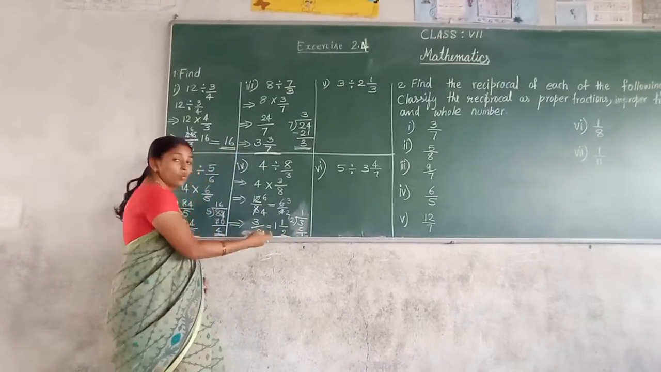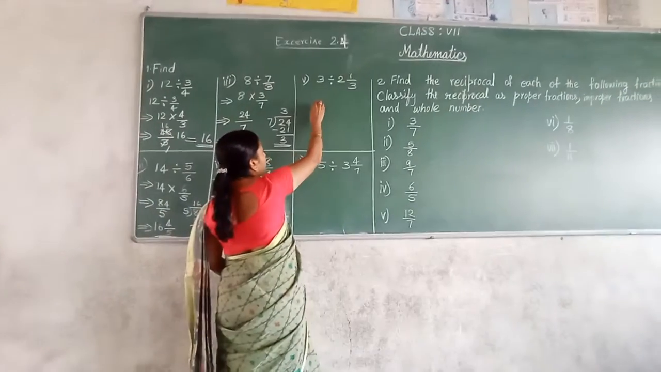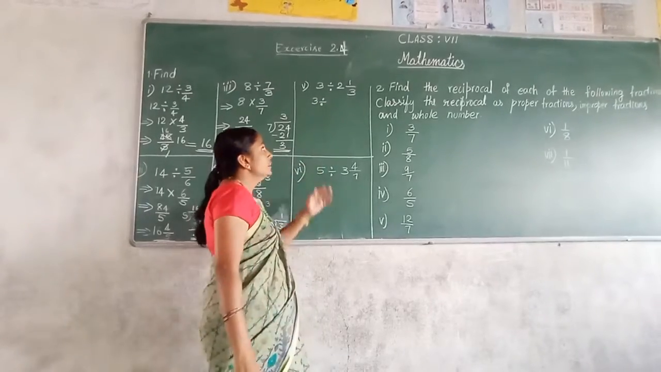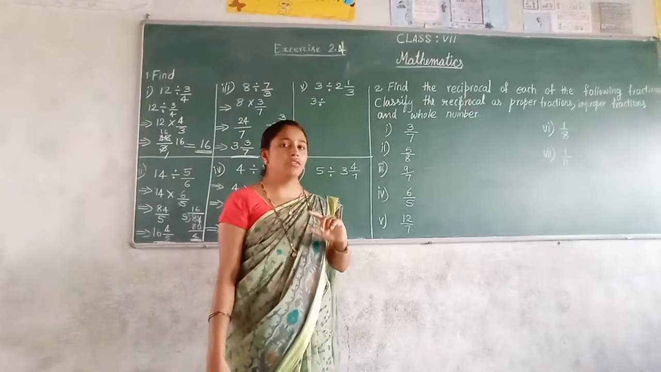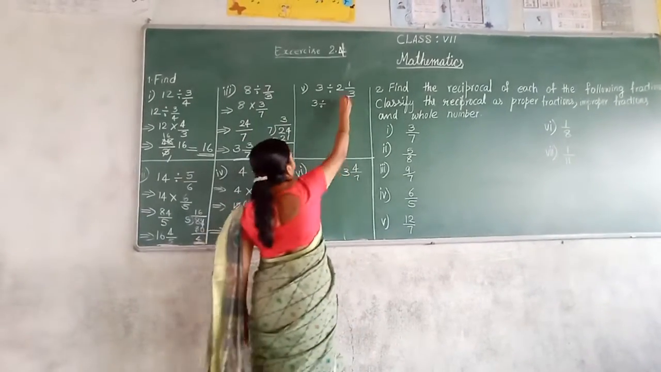So you will get 1 and a half. 1 is the whole number. So let us switch on to the fifth question. Let us replace. Before replacing, here they are given in the form of a mixed fraction. Whenever they give it in the form of a mixed fraction, let us convert it into an improper fraction.